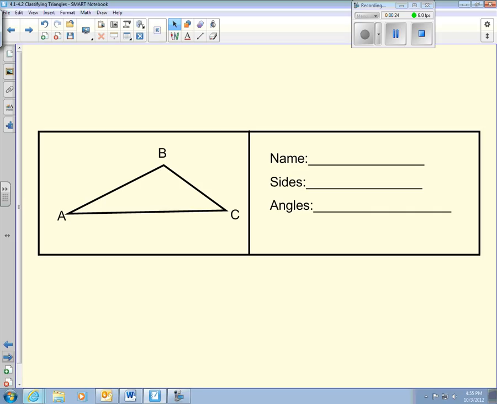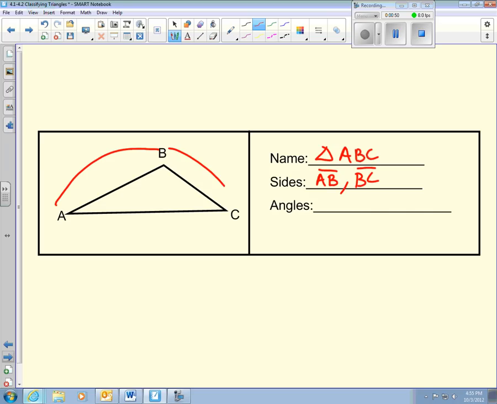So let's first talk about just some descriptors about triangles. When we name triangles, we're going to use this little triangle so that we show that we're naming a triangle, and then we're just going to name it by its 3 vertexes or its 3 corner letters. Okay, we have sides, and these sides are segments. So we're going to have segment AB from here to here. We're going to have segment BC, which is from here to here, and then our last one, which is segment CA from here to here.